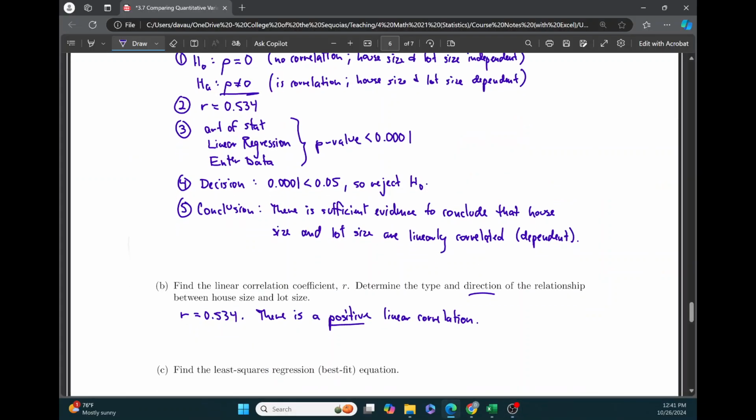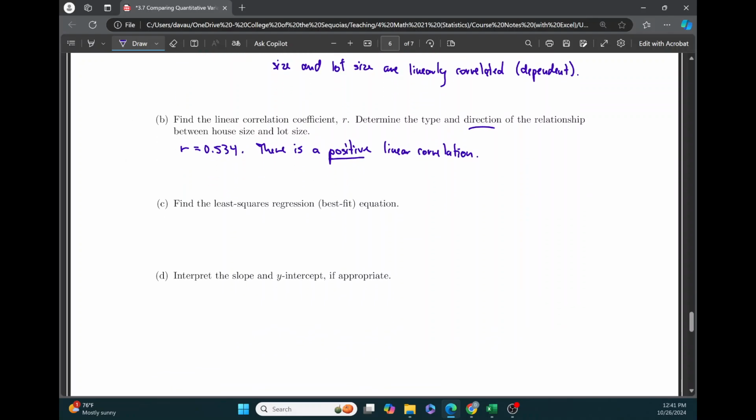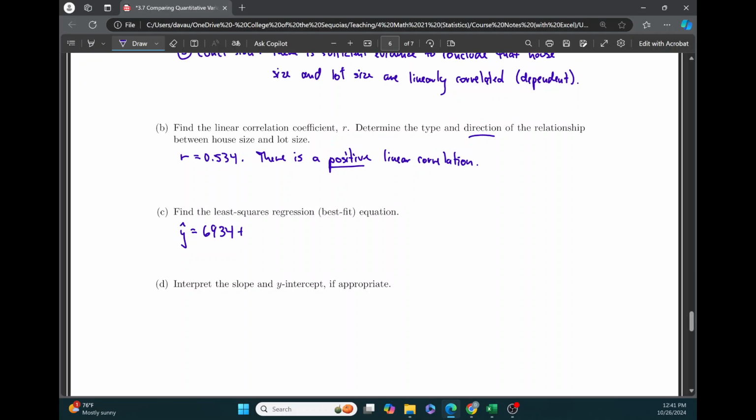Part C asks us to find the least squares regression line. We've already done that. Let's write it down. 6935 plus 8.18x.